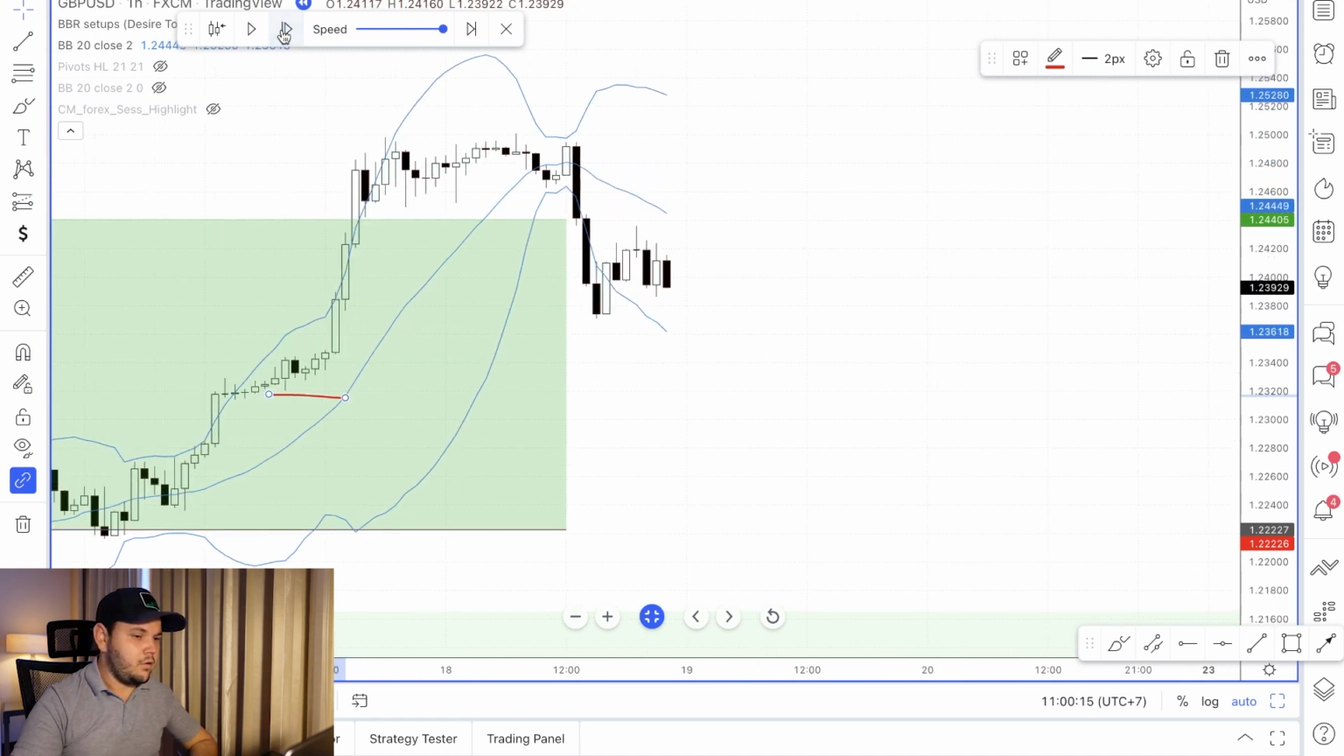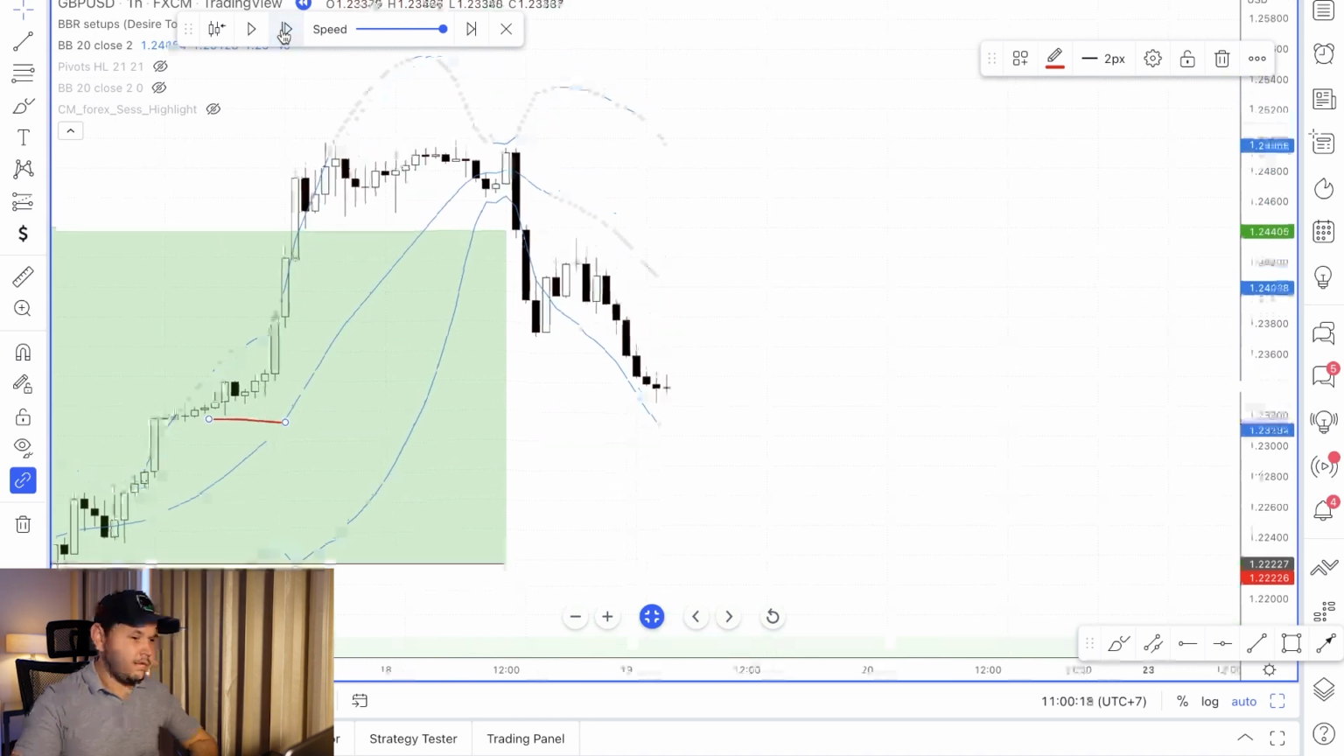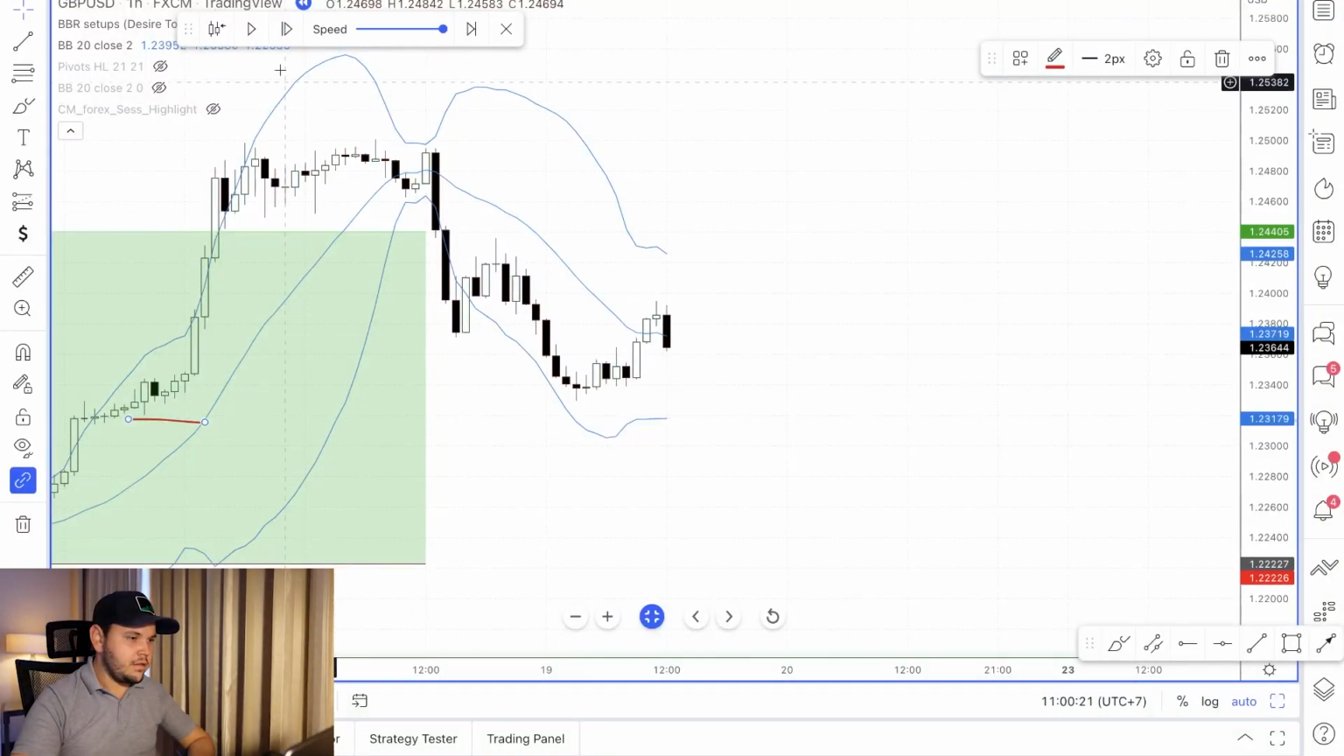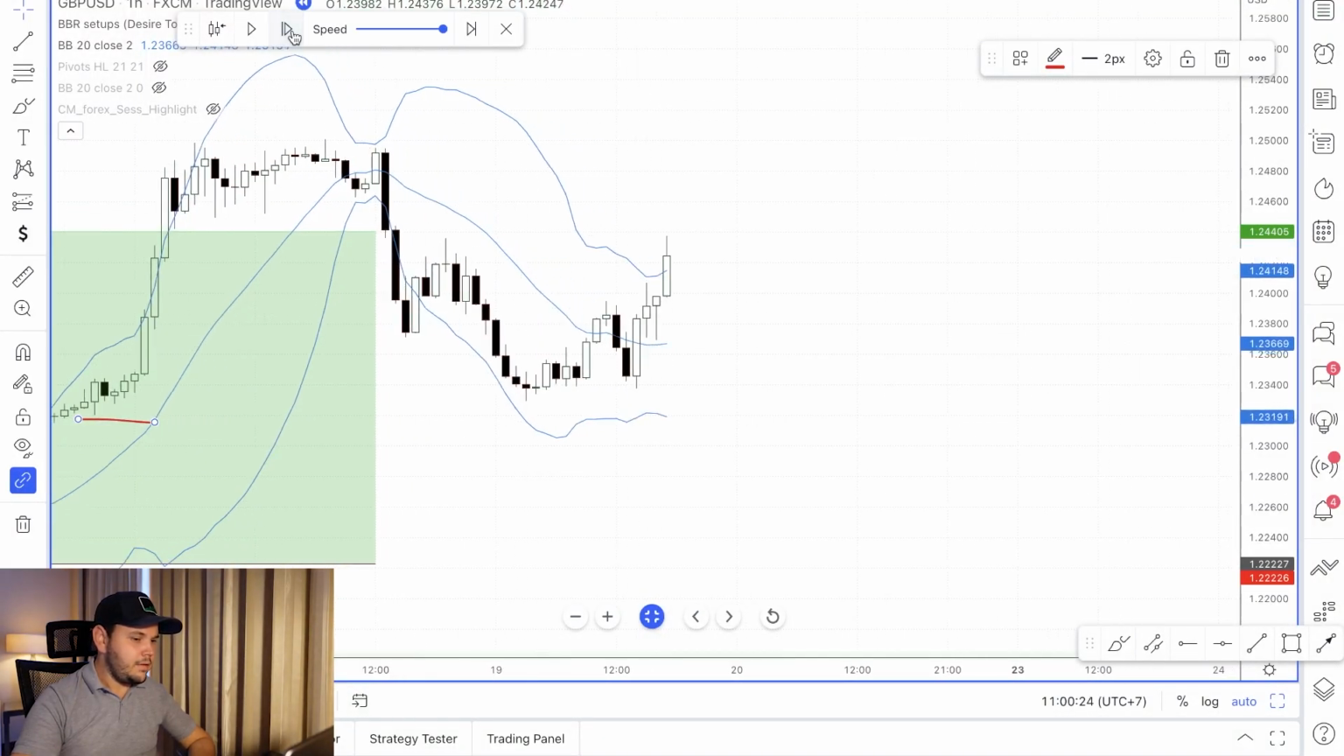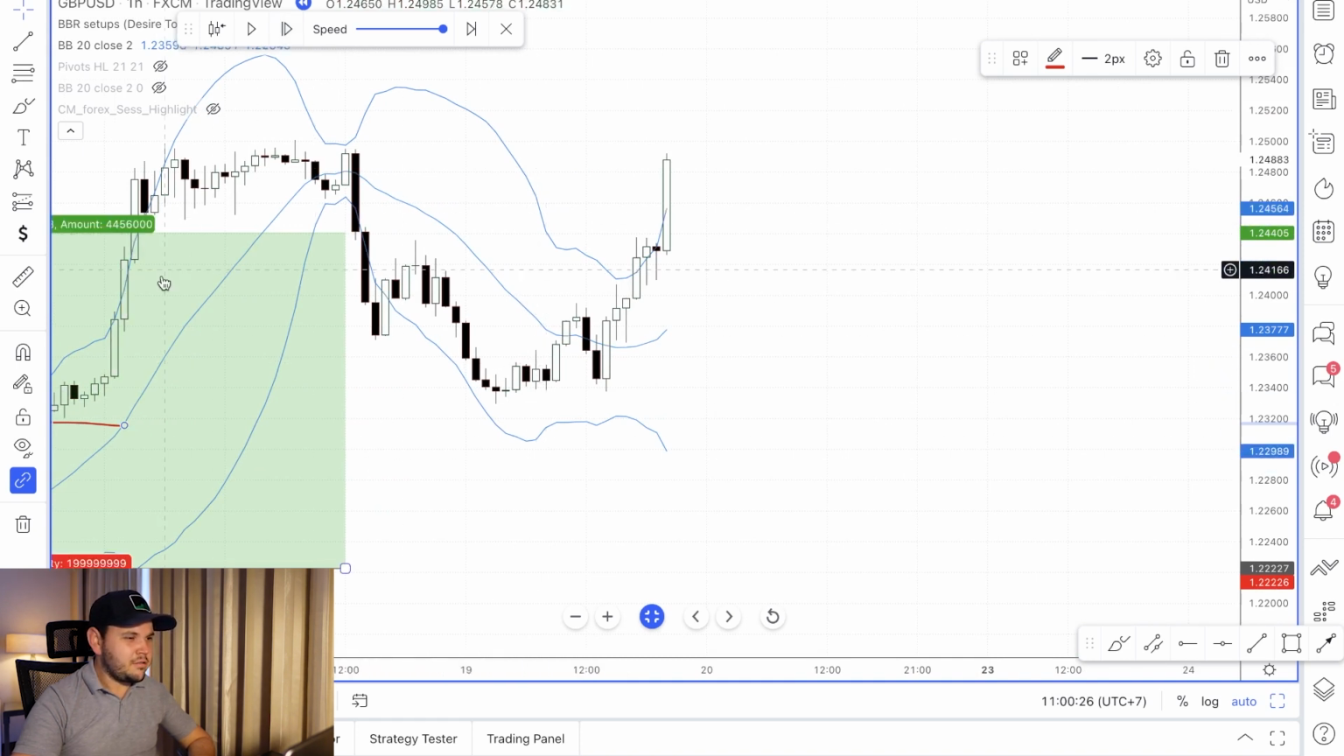Goes back down. Okay, makes a new low. Goes back down. We were not hit yet. That is a good thing. Let's continue. And okay, here we make a new low. Like, price is a bit choppy here.